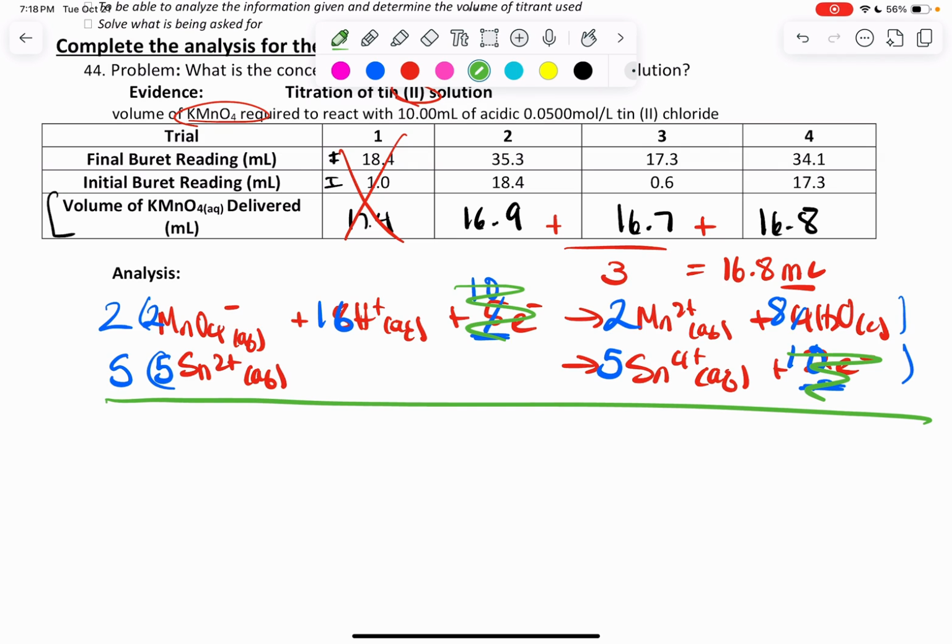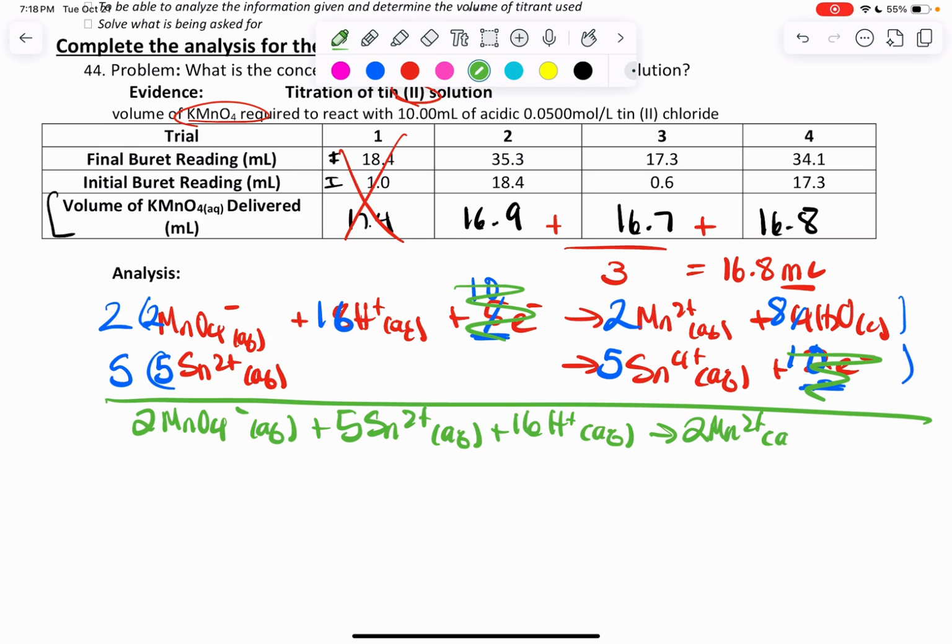ionic equation. 2 MnO4⁻ aqueous plus 5 Sn²⁺ aqueous plus 16 H⁺ aqueous gives me 2 Mn²⁺ aqueous plus 5 Sn⁴⁺ aqueous plus 8 H2O liquids. Now I have to do my stoichiometry.